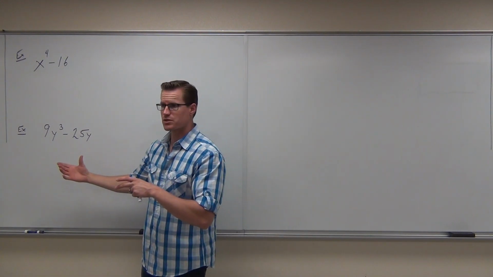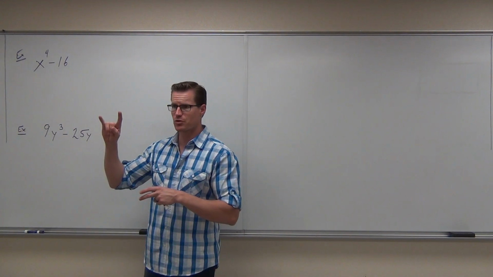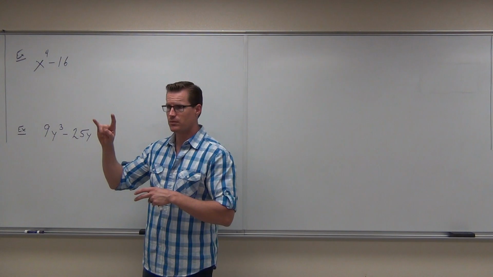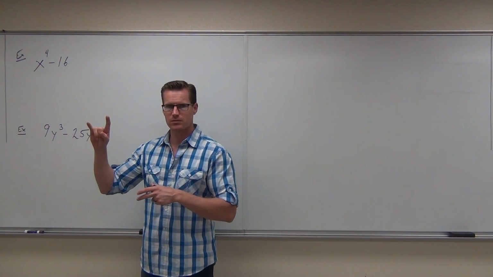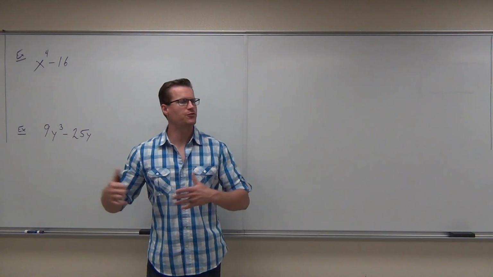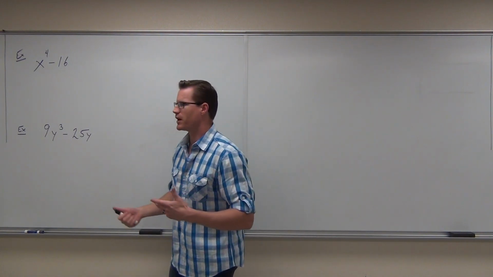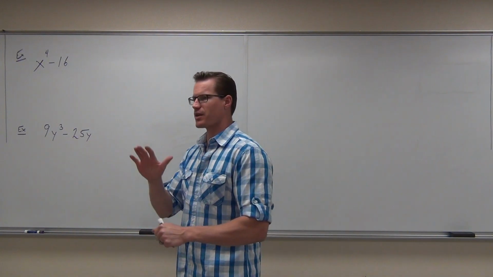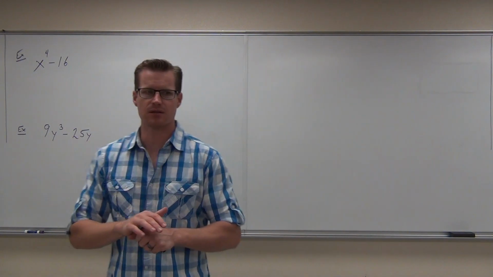only have two terms. With two terms, can we factor by grouping? No. Can we do a diamond problem? Yes. Should we do a diamond problem? No. We should look for difference of squares is what we look for. And if you don't factor the GCF, it's really hard to find. So let's look at the first one. Do we have a difference of squares with x to the 4th minus 16?